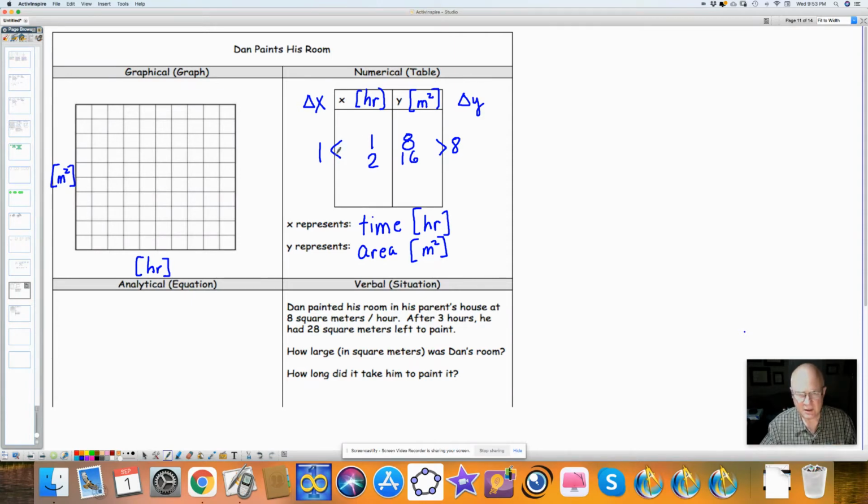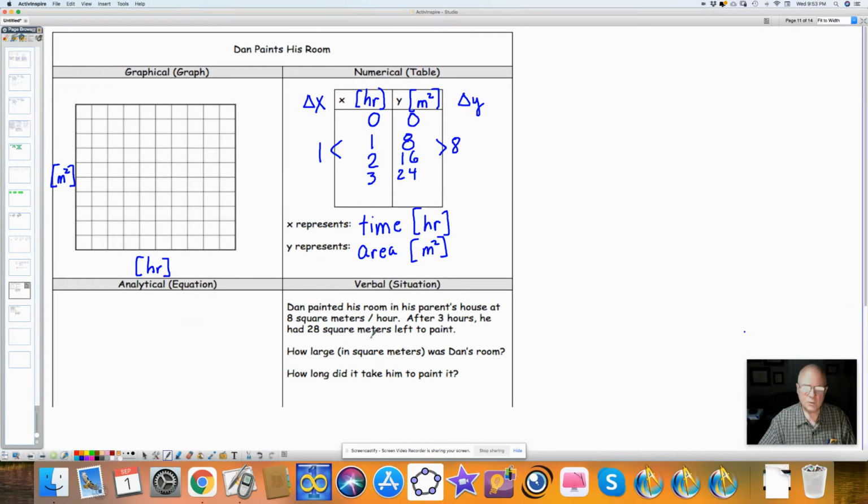Where did he begin? We didn't start with that, but at the very 0 hour, he started painting. So he had not done anything at 0 hour. So this is a very important one as well. Notice this difference is 8. This is 1 as well. And at 3 hours, it would be 24. And you could go all the way up until you figure out how much he's going to have done.